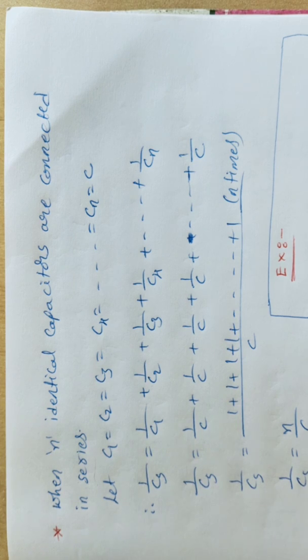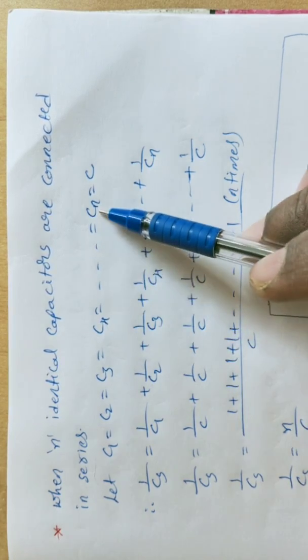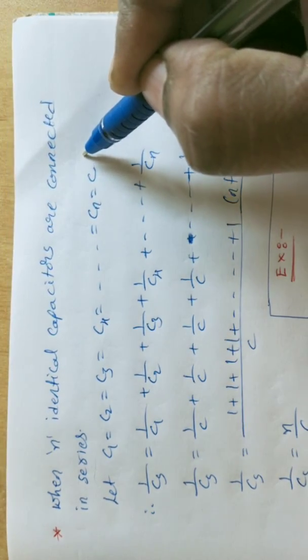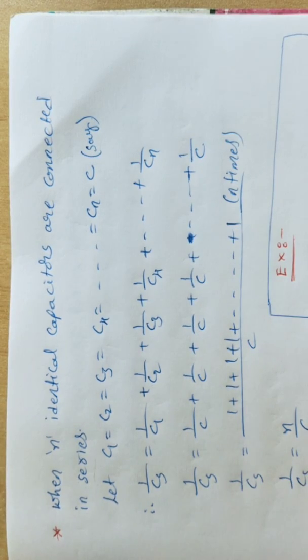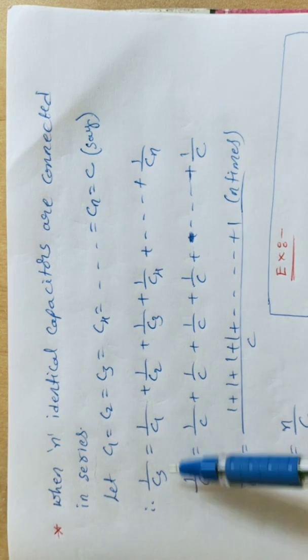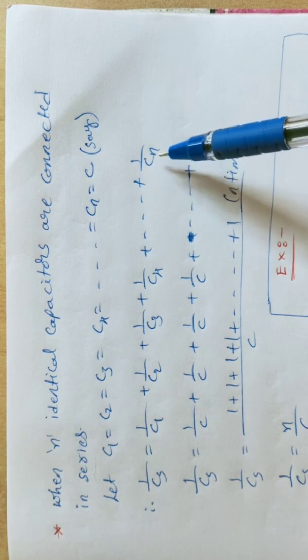Okay friends, one more case we are ready to discuss. Suppose we take n identical capacitors, all connected in series combination. For example, each capacitance value is taken as C. So let C1 equal C2 equal C3 equal C4 equal Cn, and all these values are C. So we have the fundamental formula. What is the fundamental formula here? 1 by Cs is equal to 1 by C1 plus 1 by C2 plus 1 by C3 plus 1 by C4 plus so on, 1 by Cn.